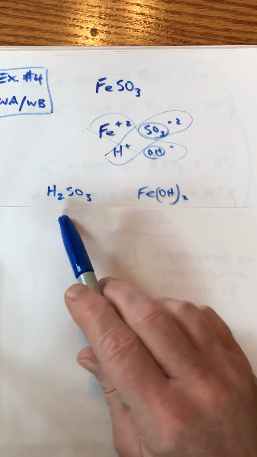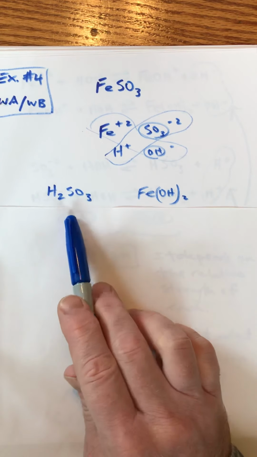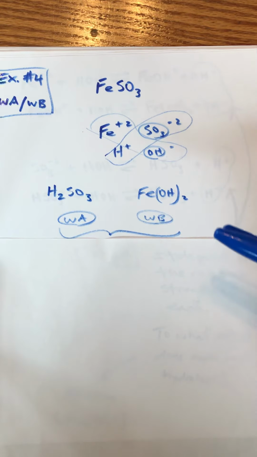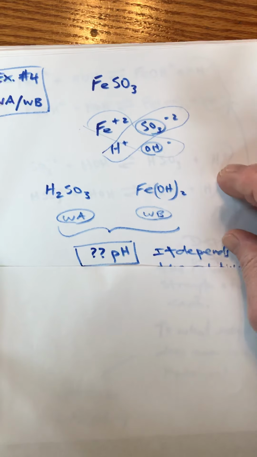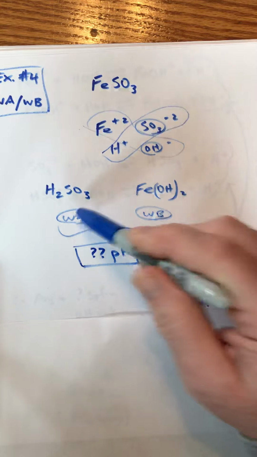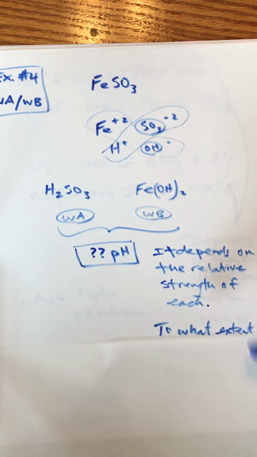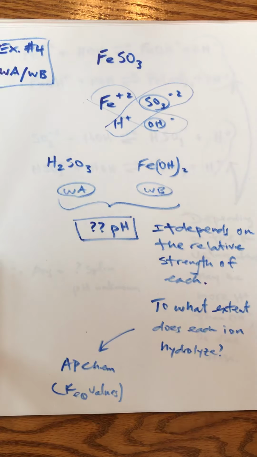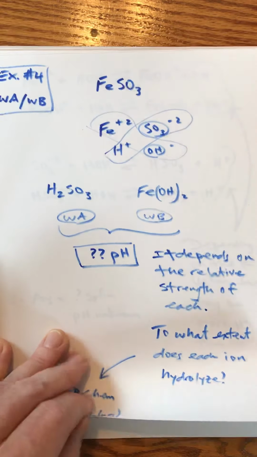You're going to get H2SO3, that is not top 5, that's a weak acid. You're going to get FeOH taken twice, that is not group 1 or group 2, that's a weak base. Weak and weak. You're going to need a lot more information to figure out the pH of this solution because it depends on the relative strength of these. Which one is weaker than the other? To what extent does each one hydrolyze?